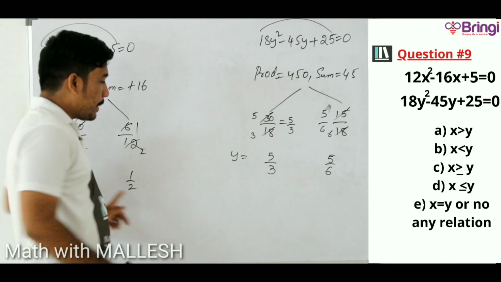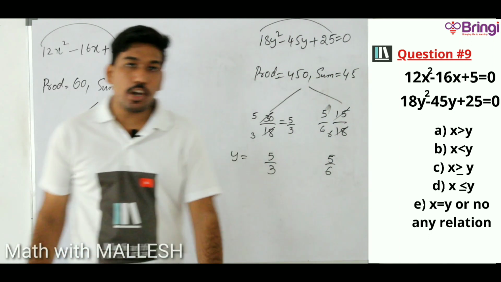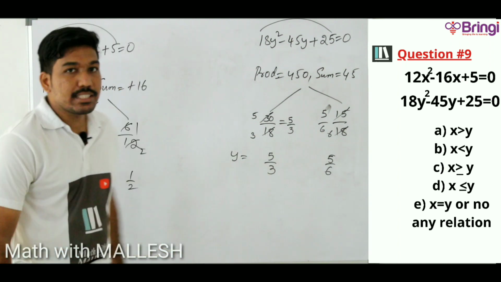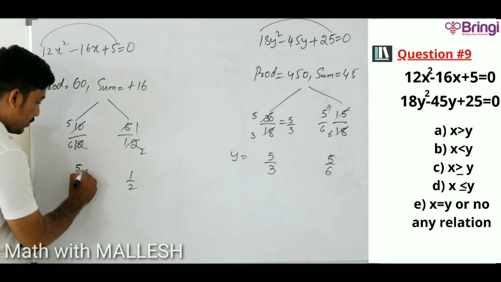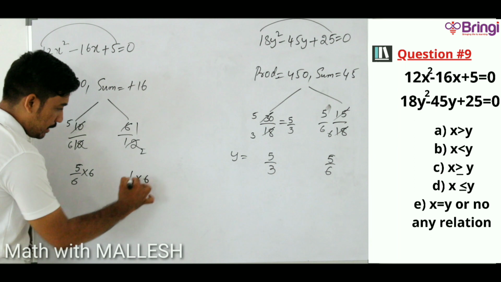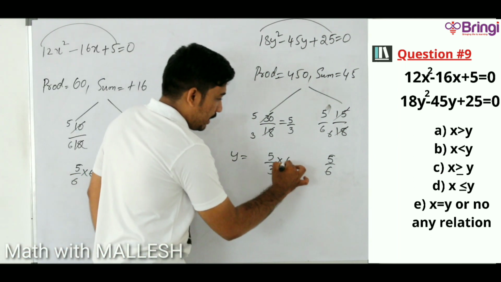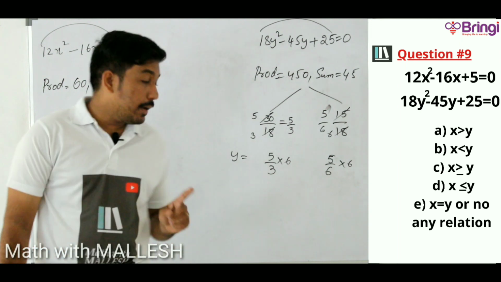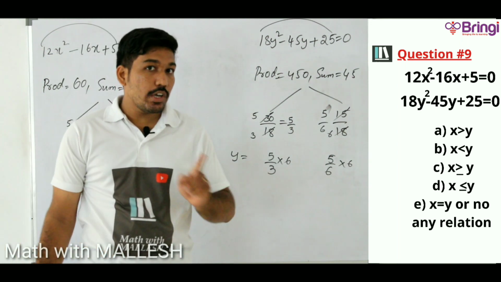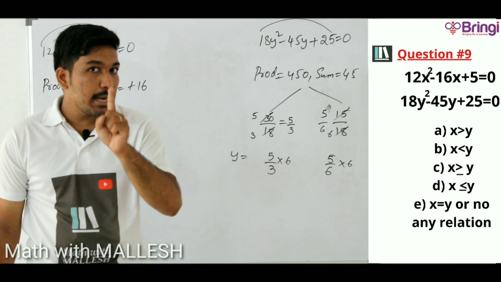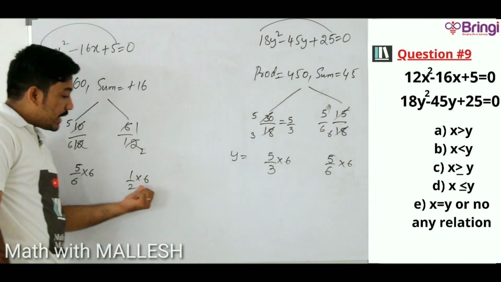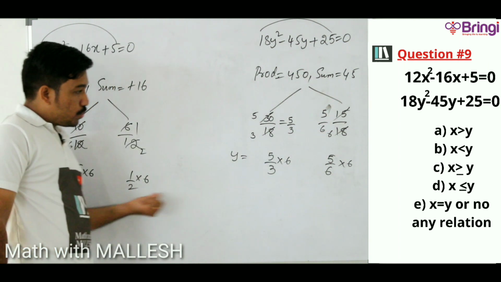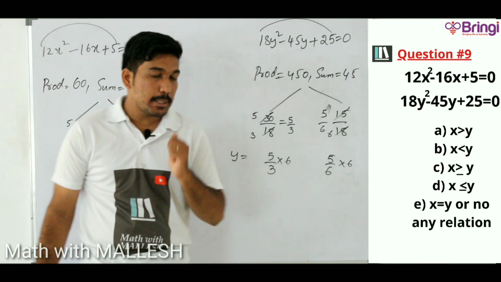So do one thing: multiply a single number with all the numbers. 6, 2, 3, 6. You can multiply with 6 because the LCM is 6. So multiply with 6, 6, 6 and 6. And remember one thing, when you are multiplying all the numbers, you have to multiply with the same number. So I multiplied with 6, 6, 6 and 6 because the LCM of 6, 2, 3, 6 is 6.